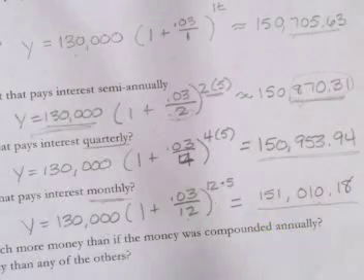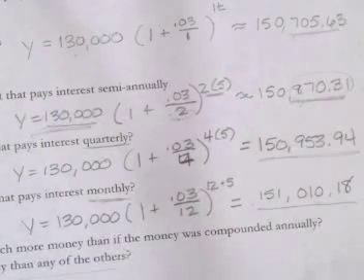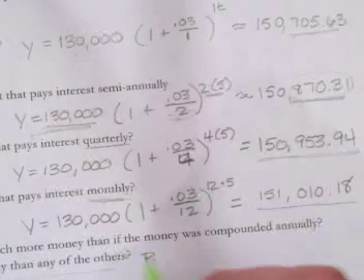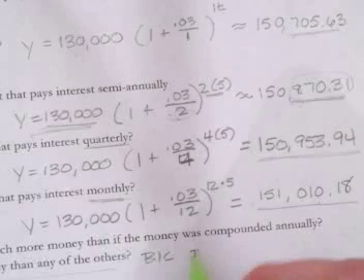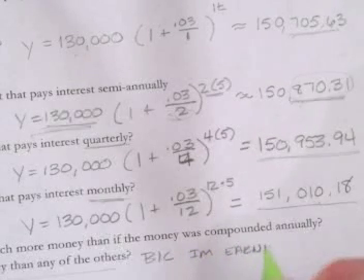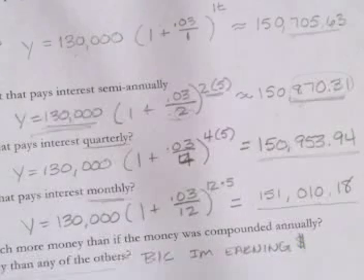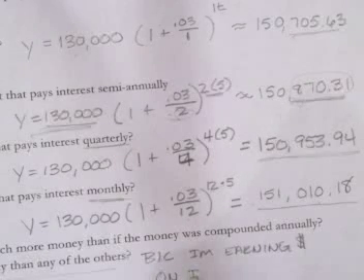And the reason, it says, why does this option provide you with more money than any of the others? And the answer is because I'm earning money on the interest that I was paid.